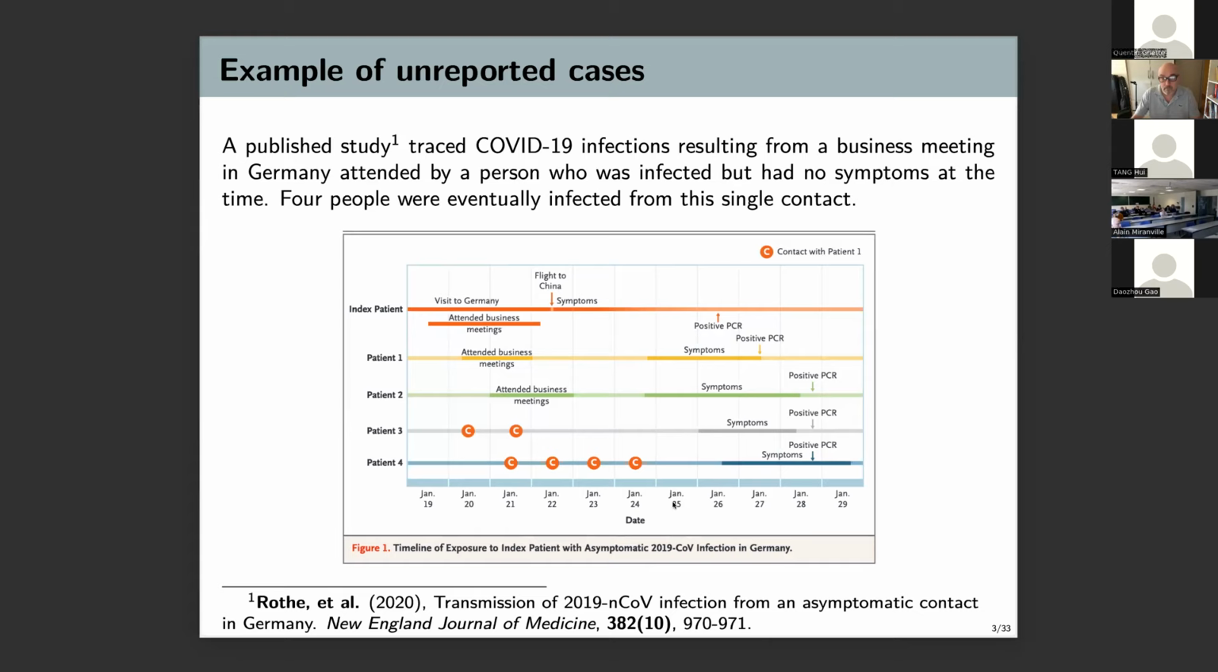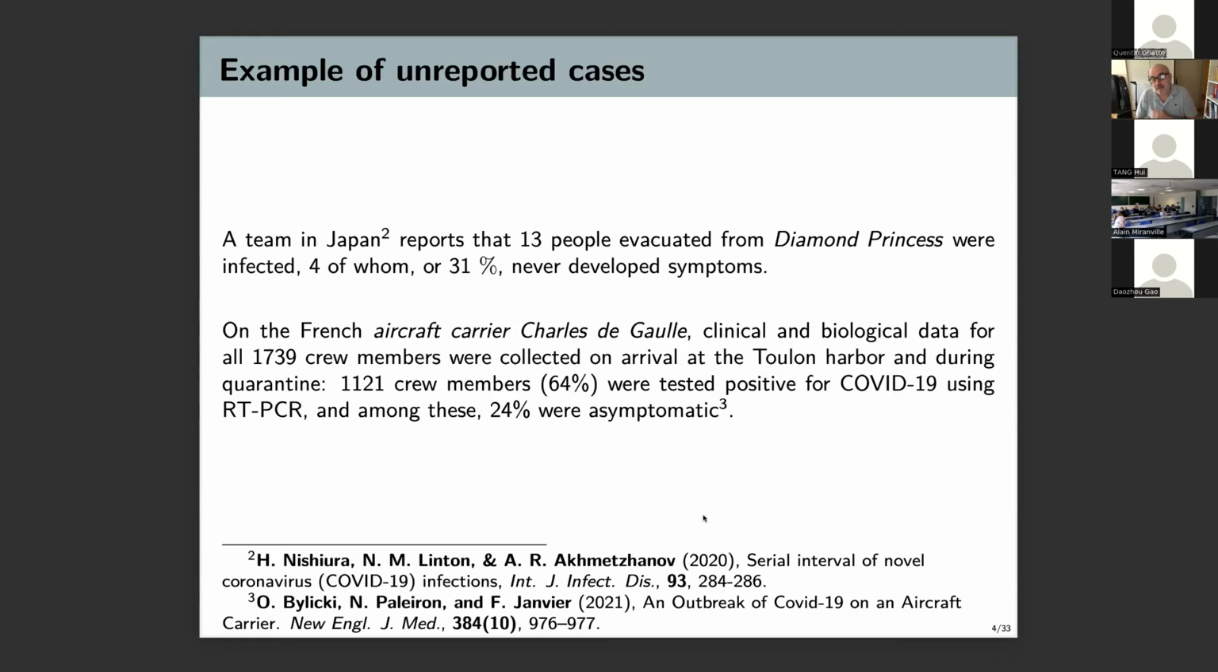I have some problem changing slides. Another piece of evidence for unreported cases is the Diamond Princess example in Japan, where 13 people were evacuated and 34 were infected only, and 30% of people never developed any symptoms. So basically, there is no reason to test those people. So the fraction of unreported cases might be very important.